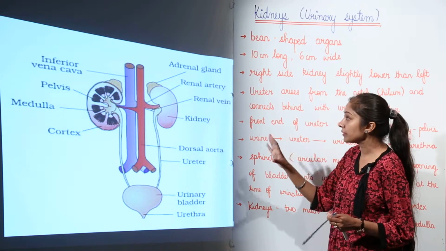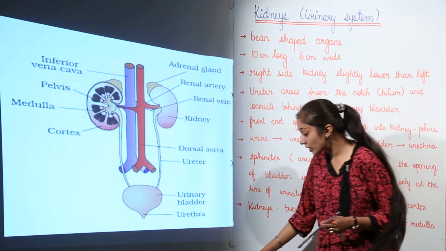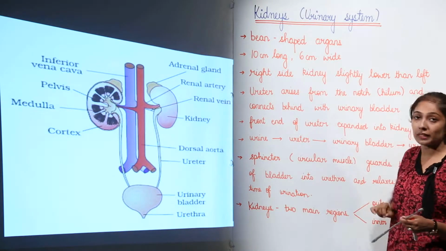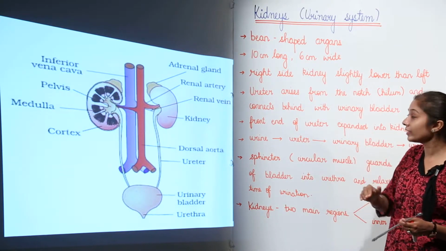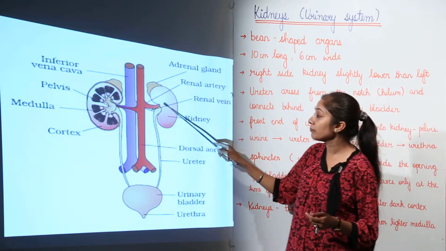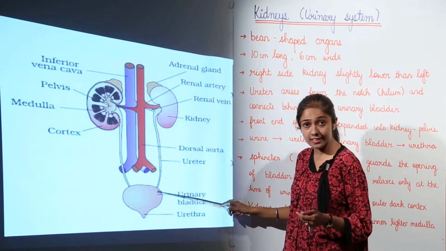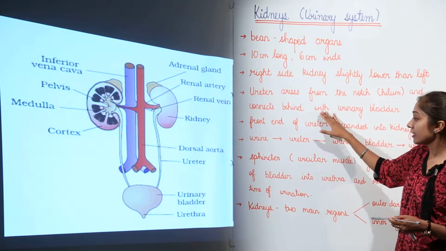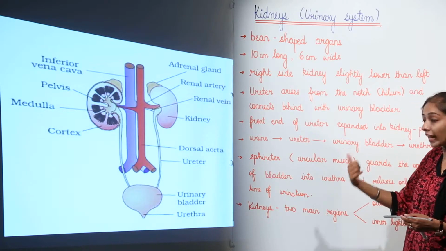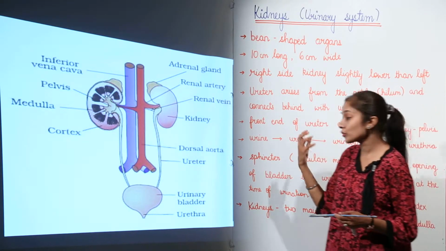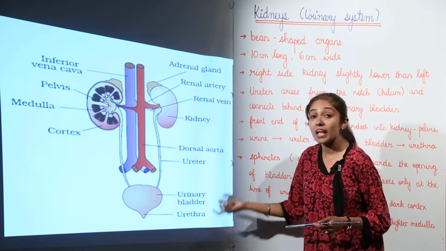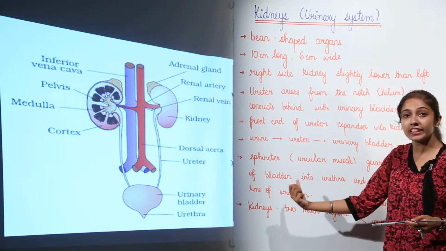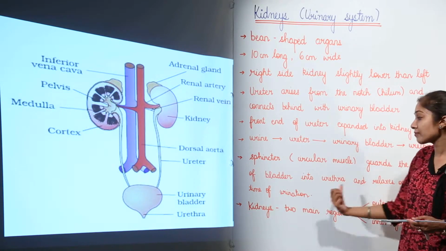So just remember that kidneys are bean shaped organs which are approximately 10 centimeter long and 6 centimeter wide. The right side kidney is slightly lower than the left, and from each kidney's median notch the ureter arises, and this tube leads to the urinary bladder, and from the urinary bladder the urine passes out of your body through the urethra. In the urethra we have the sphincter, circular muscles which guard the opening of the bladder into the urethra and relax only at the time of urination.